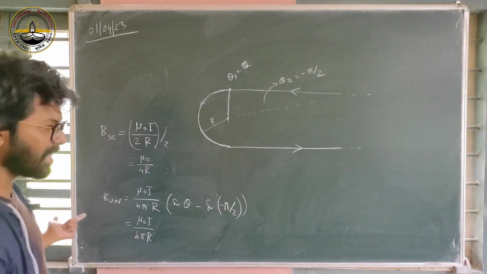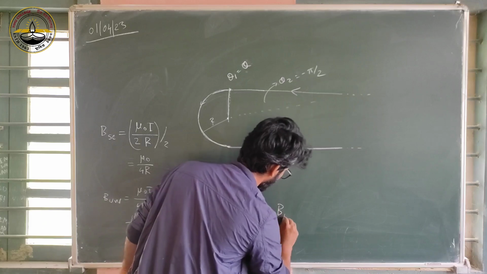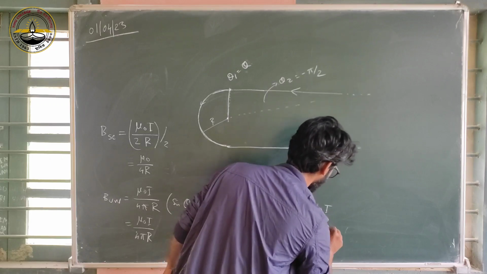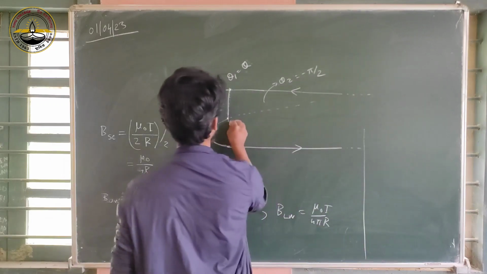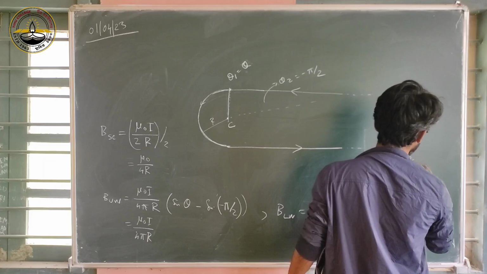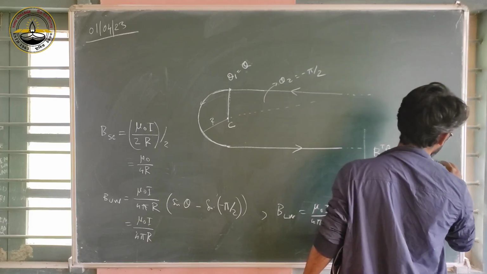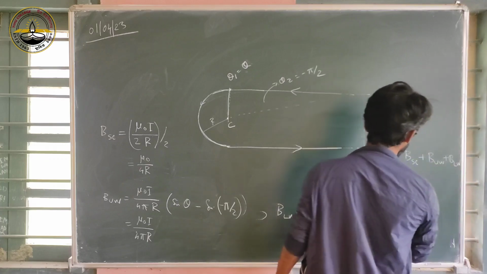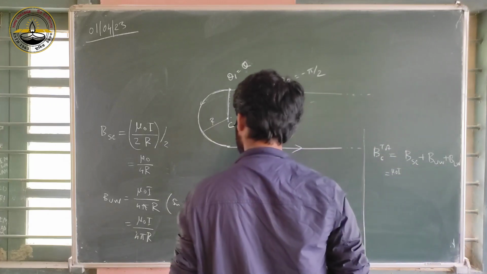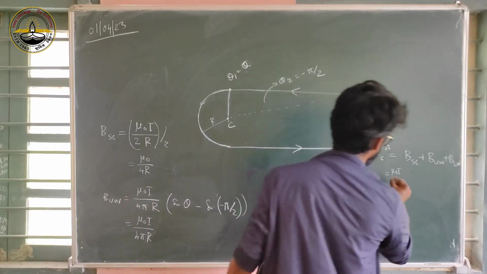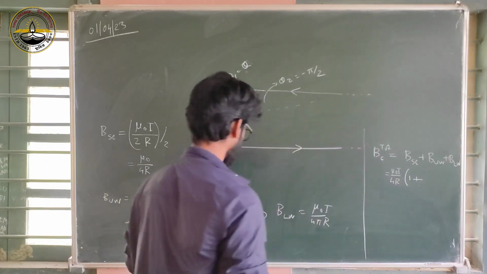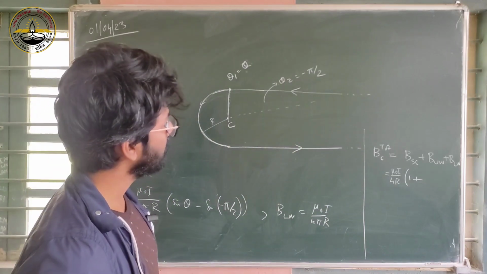So we can just add that. So B lower wire will be the same, right? Mu naught I by 4 pi R. Therefore, total magnetic field at the center is due to the semicircle plus B upper wire plus B lower wire. So that's mu naught I by 4 pi R, just mu naught I by 4 pi R common, right? 1 plus. For the upper one, can you please once more say this angle thing?